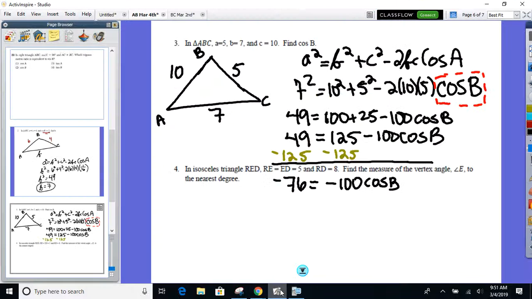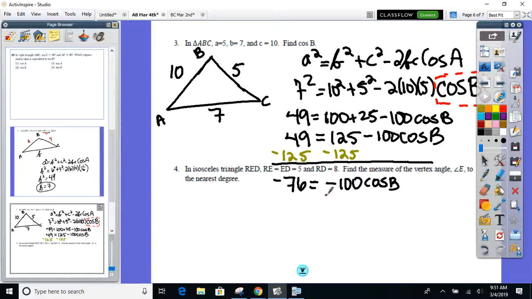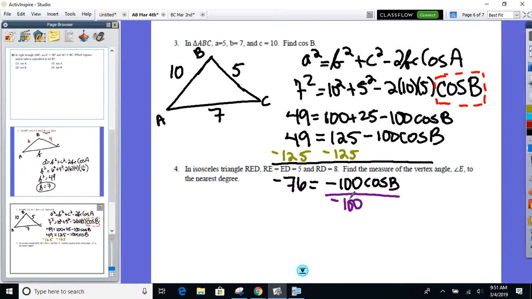Divide by negative 100. Yep. And I would appreciate it, guys, on these type of problems, could you just leave your answer as a fraction in lowest terms? Your calculator does that for you. Hit your math button, and if you have a decimal on your calculator right now, ask it to change it to a fraction.